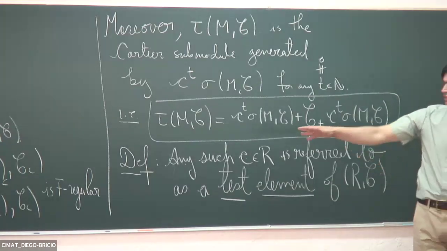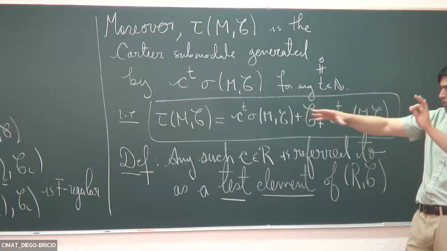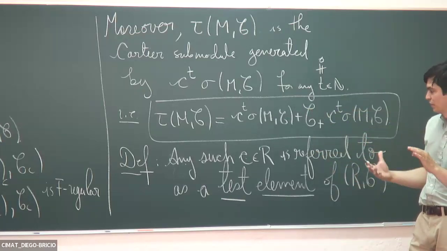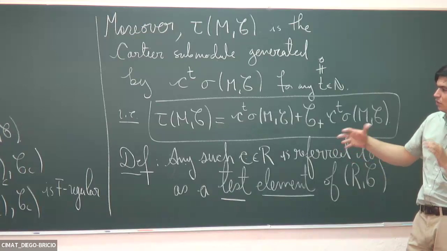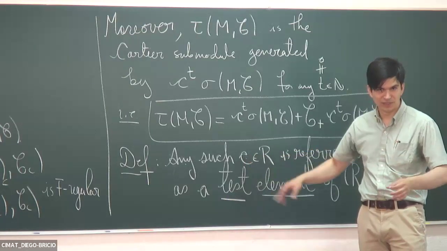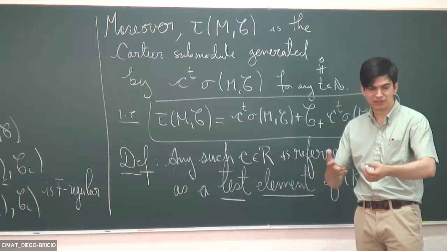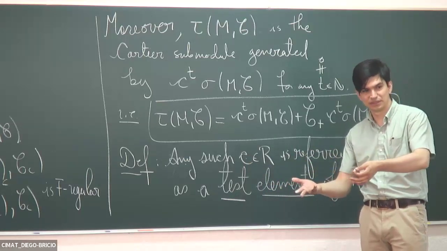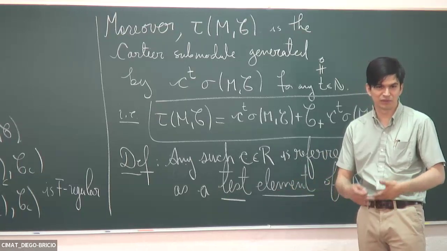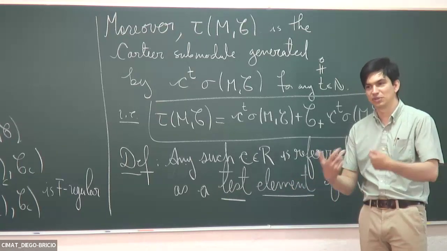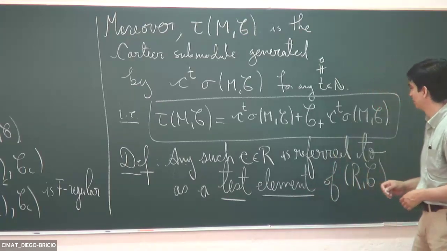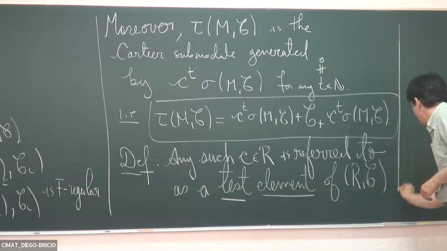So you can see the flavor here. People were trying to check for something, and they say that you can check something on an open neighborhood, so this is a testing element for something. The test ideal is generated by test elements. That's why the test ideal is called the test ideal, because it's made of the test elements that you can use to check for irregularity and so on. That's the historic reason for the names.